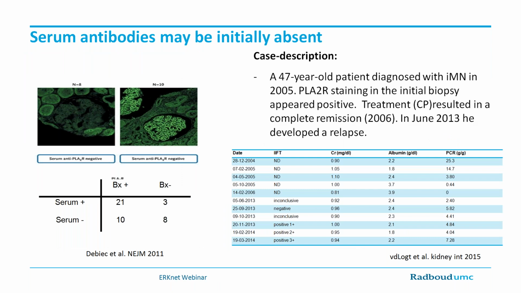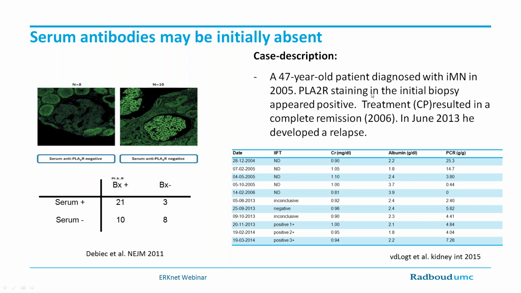It's also important to realize that it was shown initially by the work of Pierre Ronco that there are many patients who are positive in the biopsy and negative in the serum, meaning that patients can have PLA2R-associated disease without the presence of antibodies in the serum. It's important to realize that this can happen especially in the early phase of the disease.